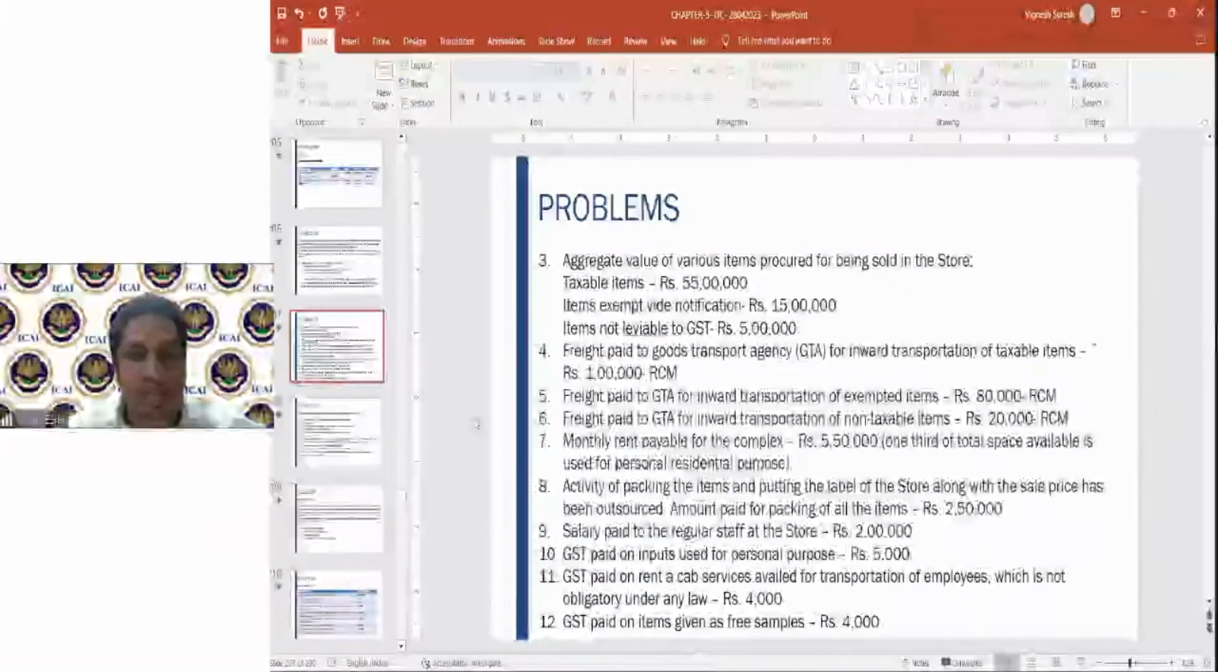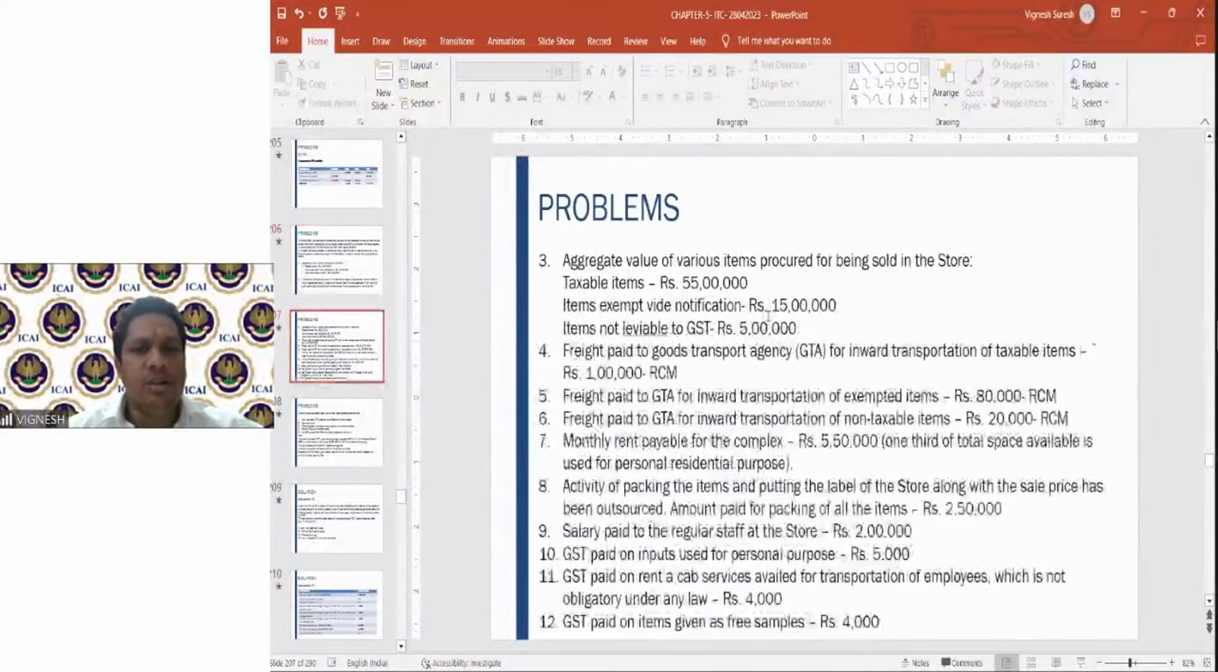Now look at the reverse charge mechanism. Freight paid to a goods transport agency for inward transportation of taxable items is clearly covered under the reverse charge mechanism. We have seen this topic with regard to charge of GST. So 1 lakh into 5% we have to take. Then freight paid to GTA on inward transportation of exempt items. Even if they are exempt items, if you are paying under reverse charge, then it is very much applicable. So on exempt items also, 80,000 into 5% will be your GST paid under reverse charge.